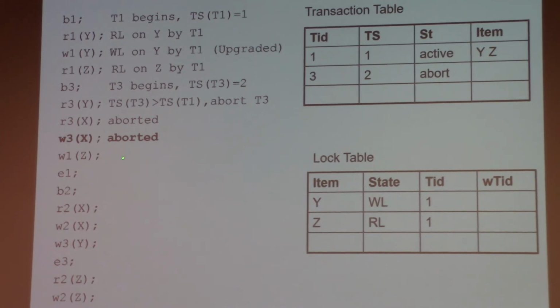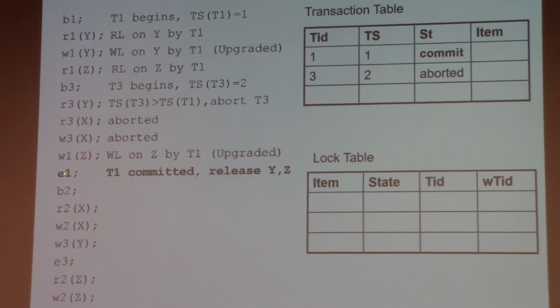Is there any problem? No, it's the same one. So Z is an upgrade, because in the lock table, Z is read lock and transaction 1. So it's just an upgrade, the WL. And finally, end of transaction 1 is committed. So you can change the state.